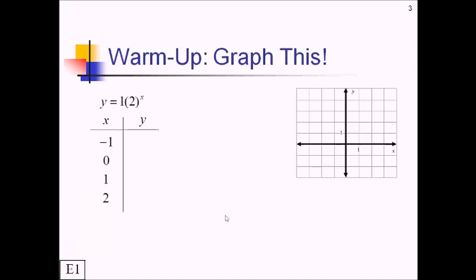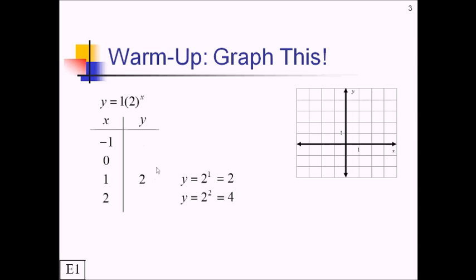For your warm-up, go ahead and graph this function, y equals 1 times 2 to the x. And here's all the x values you should use, so figure out the y values and put some points on there. Alright, let's do the easy one first. So first power, this would be 1 times 2 to the first power. So just 2 to the first is 2. 2 to the second power is 4.